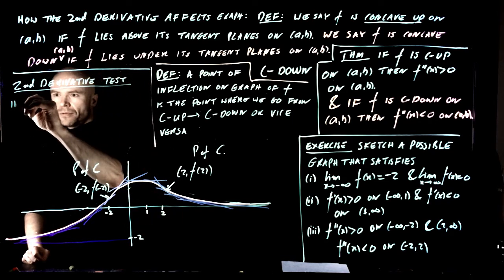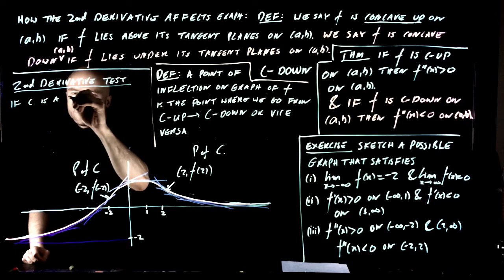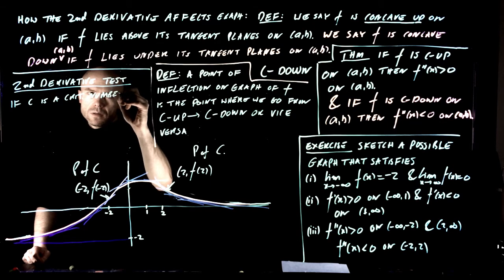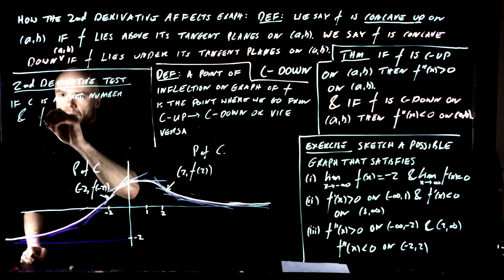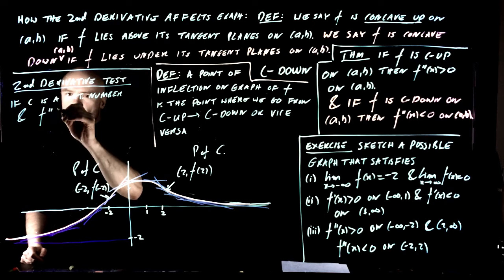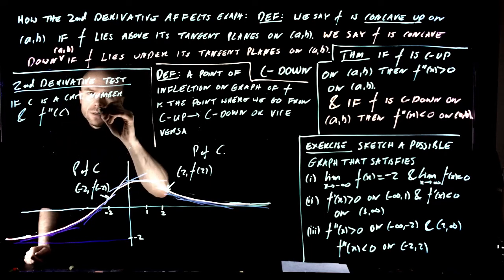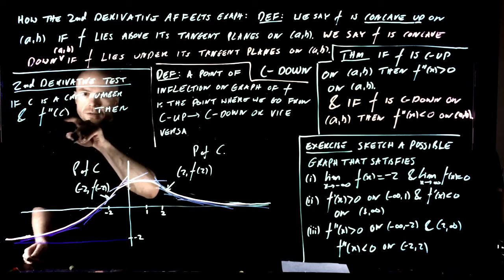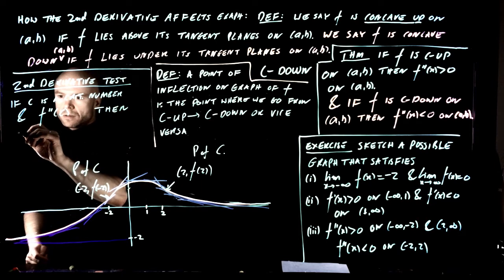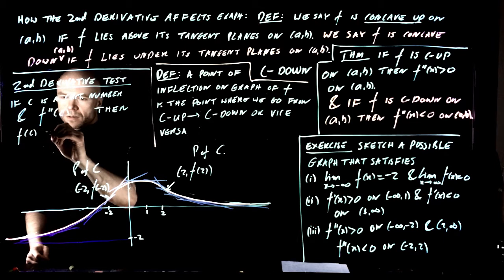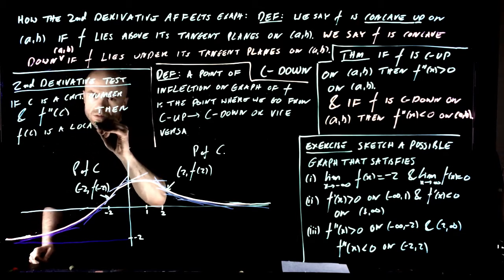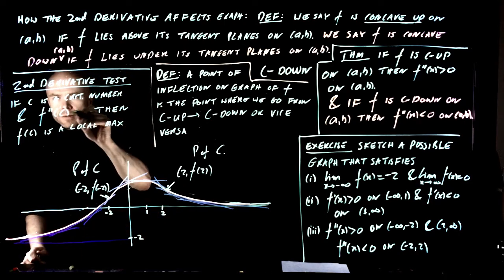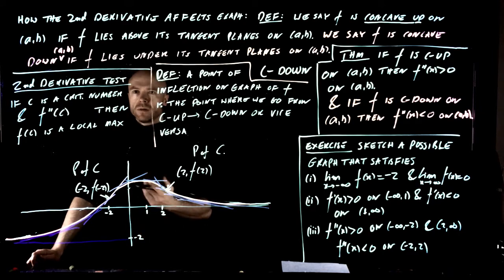Okay, so if C is a critical number, and f prime of C is 0, and f double prime of C is something, then, so this thing is what you are going to fill out in a second. If this, then f of C is a local max. Okay, so again, here I'm going to put an inequality, greater or less than 0.